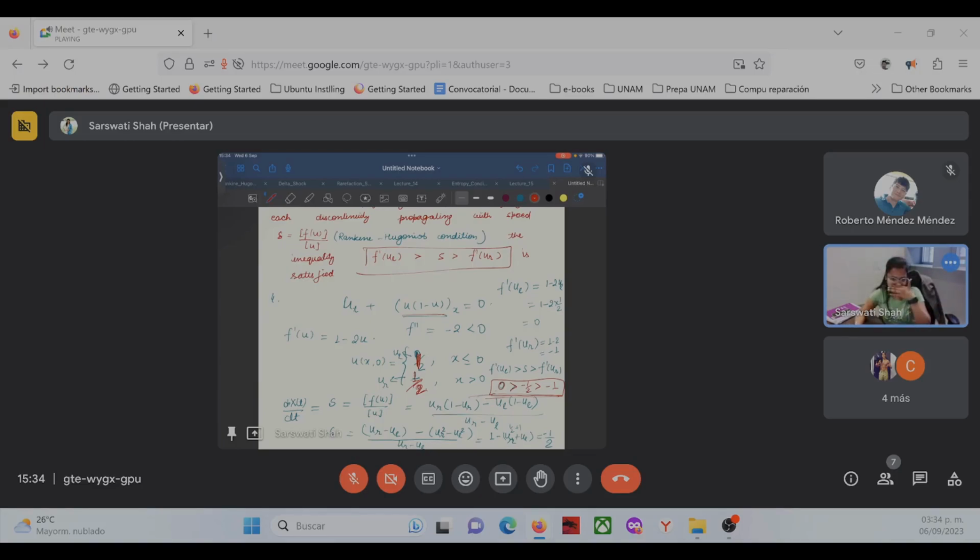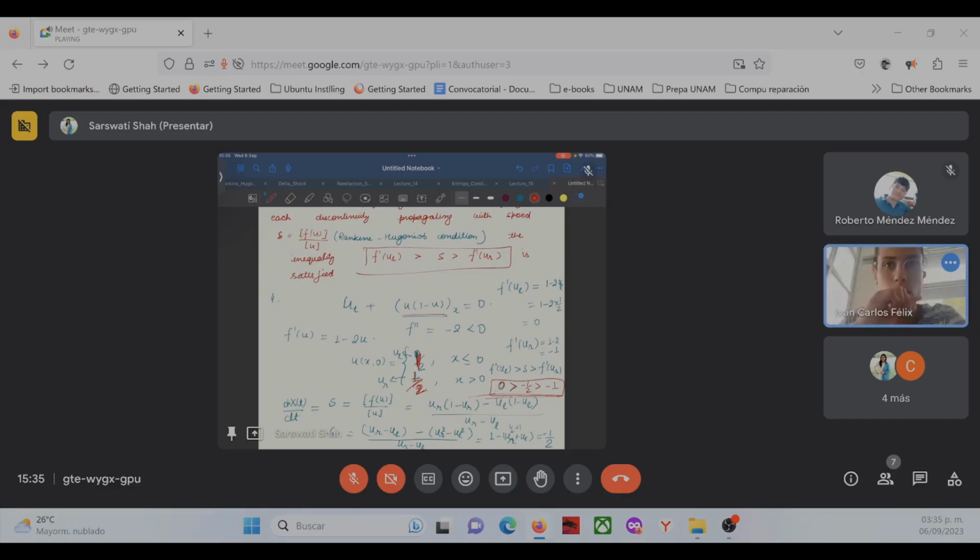Is it clear? For a solution to be weak, you have to check that it's piecewise continuous. And there's another condition, or there was an equivalent definition for a weak solution.